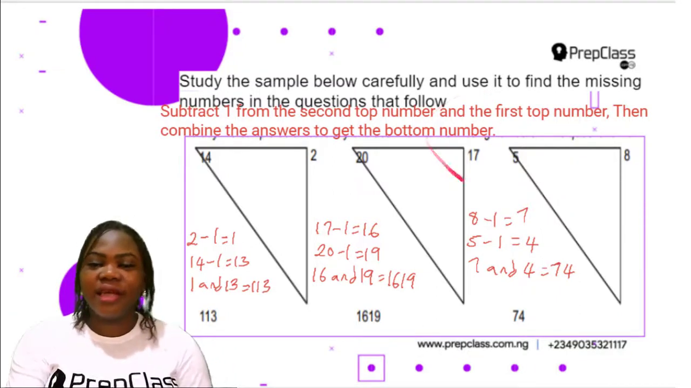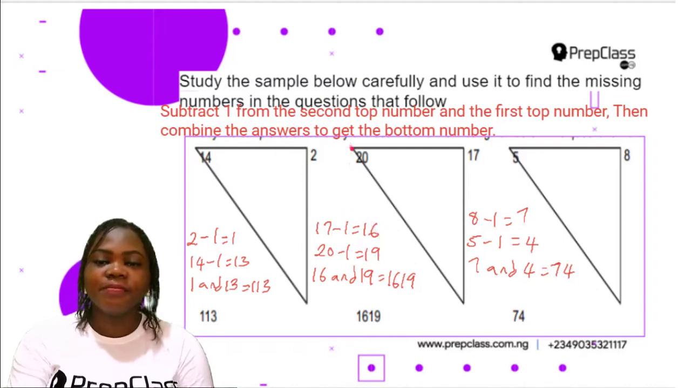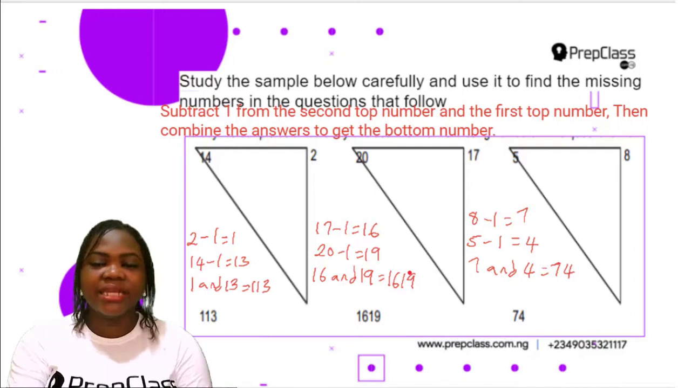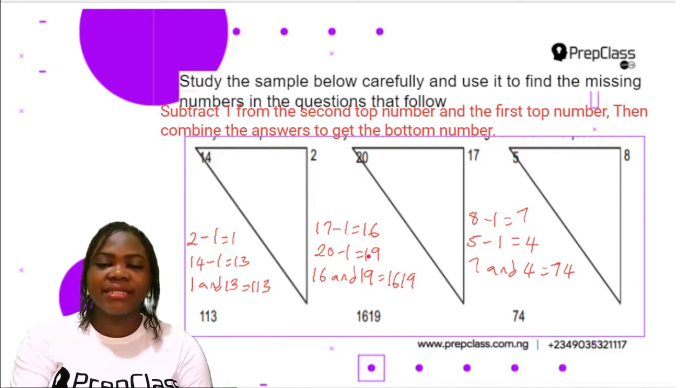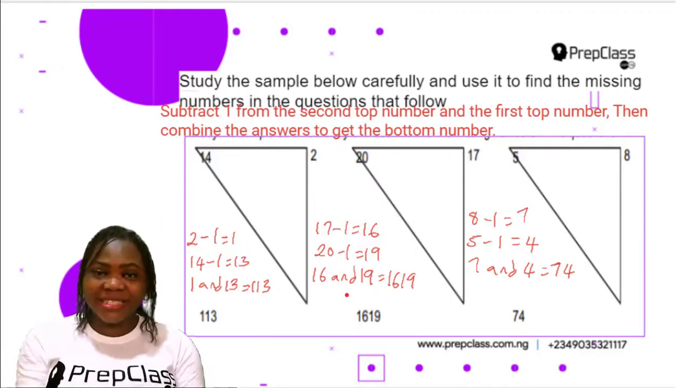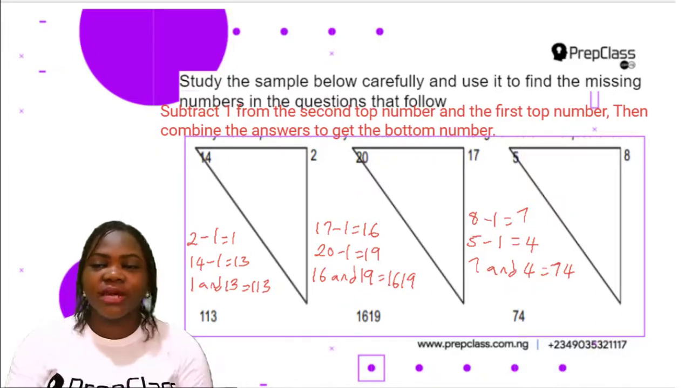Okay, so the second top number is 17. 17 minus 1 is 16. Then the first top number is 20. 20 minus 1 is 19. Then combine the answers, that is 16 and 19. That is 1619. So you can see that it works with the second sample. So let's find out if it also works with the third sample.